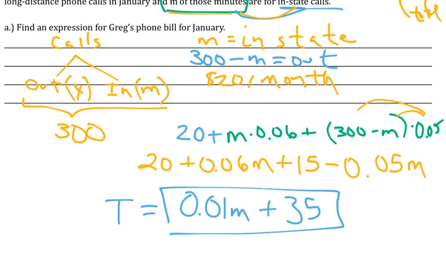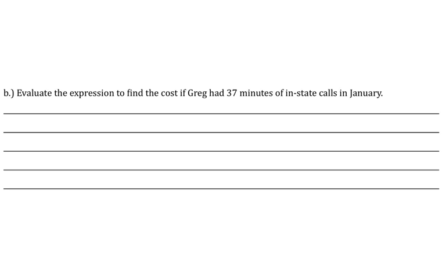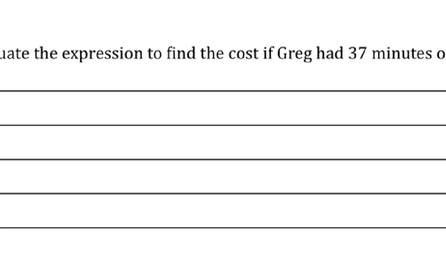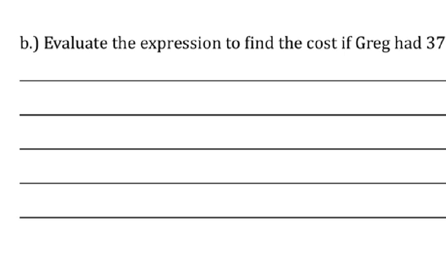Now, 0.01m plus 35. It only takes me another moment to end up rewriting that equation. I'm calling it an equation because I use T. But if I just wanted to call it an expression, which is really what they're asking for, I'd put 0.01m plus 35. And I'd leave this part off because that would make it an expression.